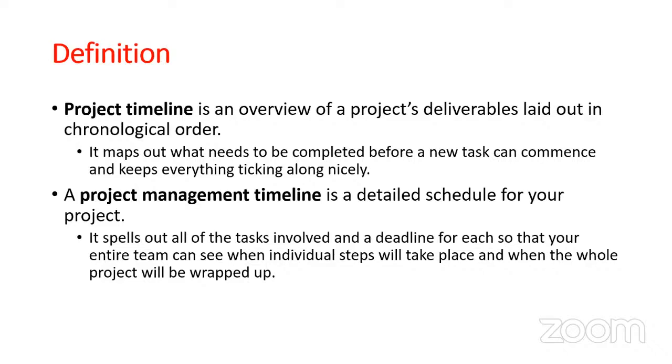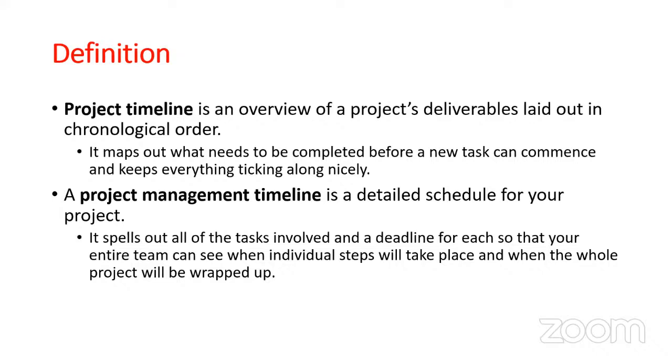Now, what's a project timeline? A project timeline is an overview of a project's deliverables laid out in chronological order. It maps out what needs to be completed before a new task can commence and keeps everything ticking along nicely. Now, a project management timeline is a detailed schedule of your project. It spells out all of the tasks involved and a deadline for each, so that your entire team can see when individual steps will take place and when the whole project will be wrapped up.